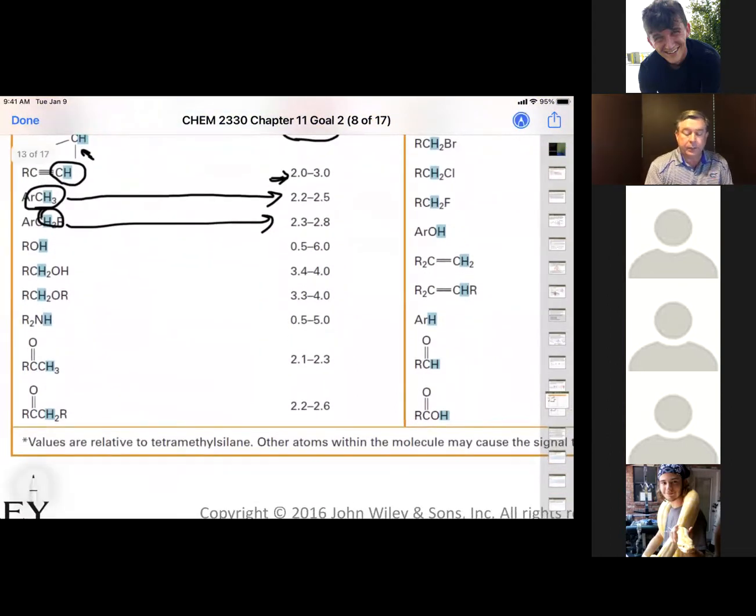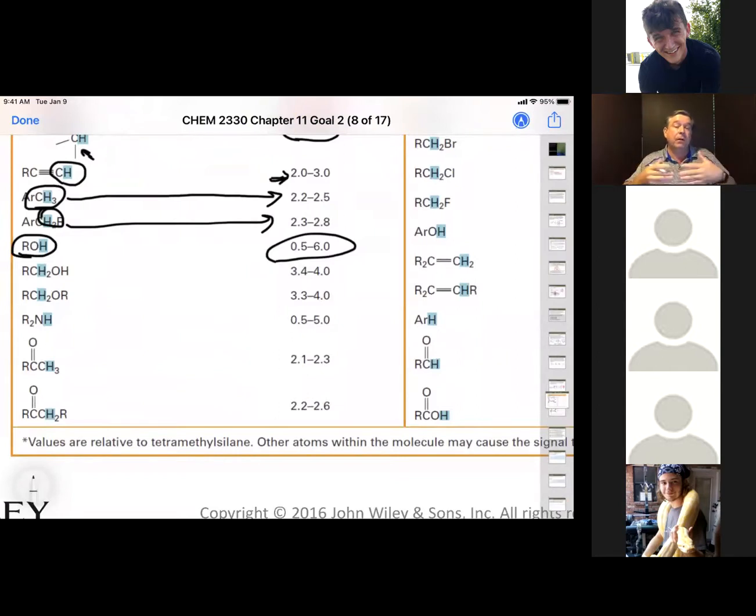So the OH on there, the hydrogen on the alcohol, can be a lot of different places. And it can be a lot of different places because of its hydrogen bonding. That hydrogen bonding in its local environment is going to change where it does this spin. It'll also change in different solvents.